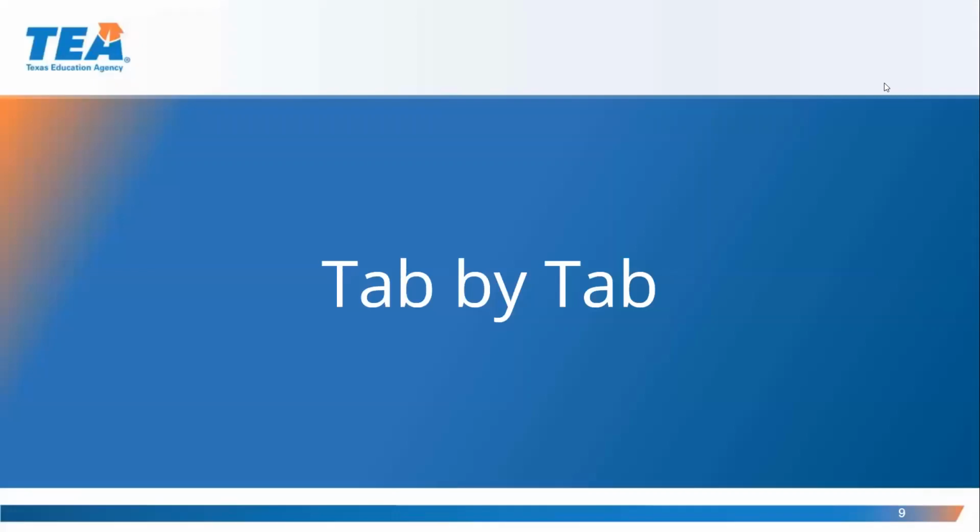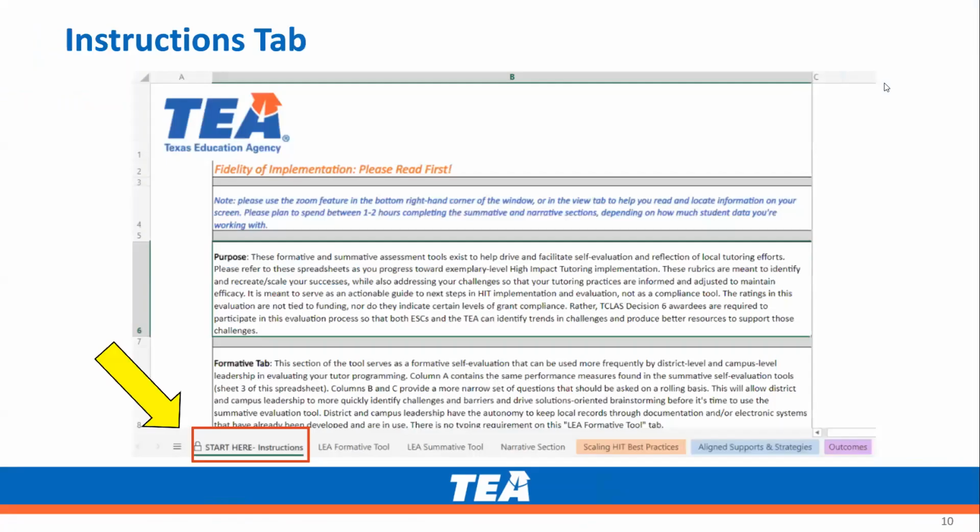All right, so we'll go tab by tab so that you guys can get a preview before we jump into an example. You can see the 7 viewable tabs at the bottom. Again, the 8th should be hidden to the district. It's just a VLOOKUP.